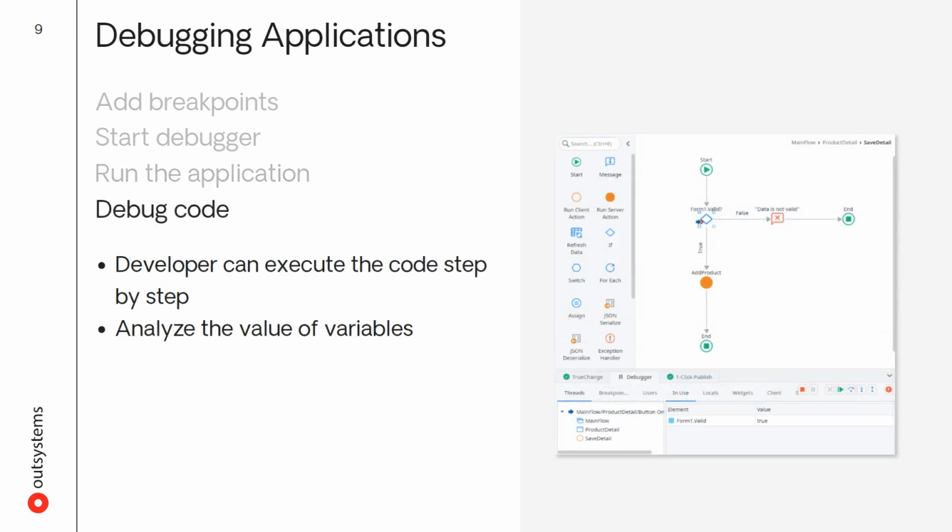Whenever the execution reaches a breakpoint, it is suspended. This allows the developer to execute the code step by step. In this process, it is easy to see what is happening with the code, since it is possible to analyze the value of variables and understand when the application is not behaving as expected.